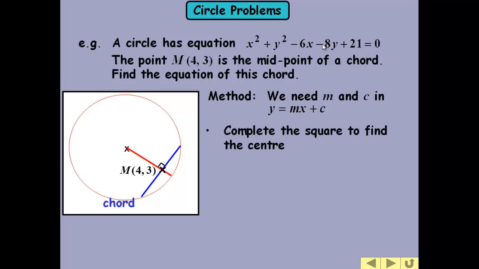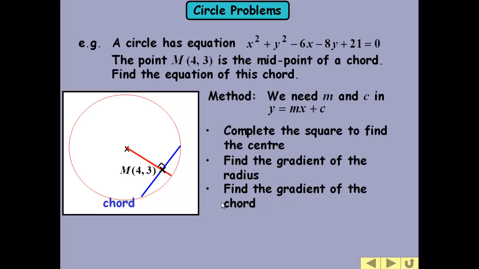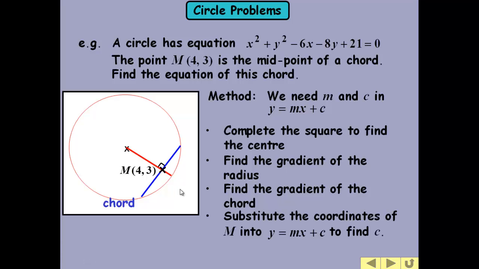So we need to complete the square to get the information from the circle. So we complete the square to find the centre. That will then enable us to find the gradient of the radius. Because the chord is perpendicular, we can use the negative reciprocal then for the gradient of the chord. And then we use our normal method like we used with the tangent. We substitute the values of that gradient in and the coordinates of the midpoint, 4, 3, to find our equation.